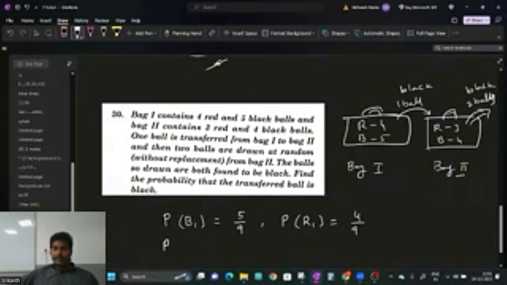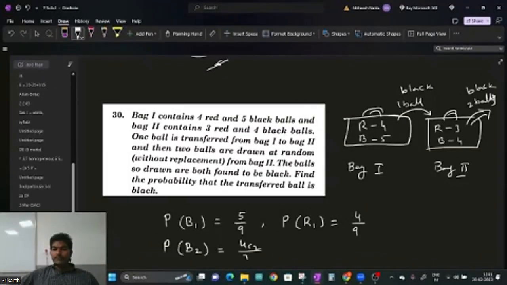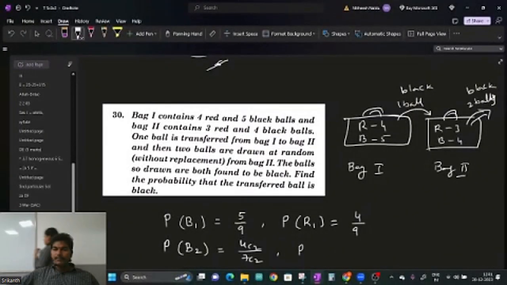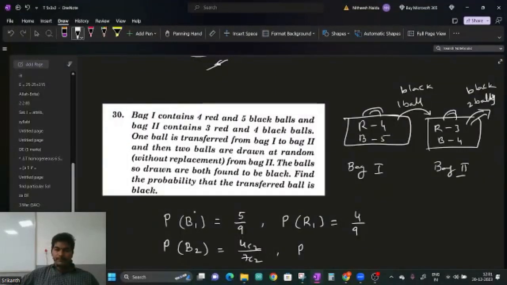And second draw, what is the choice for the second draw? The second draw will always produce 2 black balls, right? So the second draw will be 2 black balls. It was fixed. 2 black balls means how many black balls are there? 4. So you have to draw 4C2 out of 7C2. And also if a red ball is transferred, 1 ball is transferred, no? So total balls are 8. Make it 8. Remember this: 8C2.